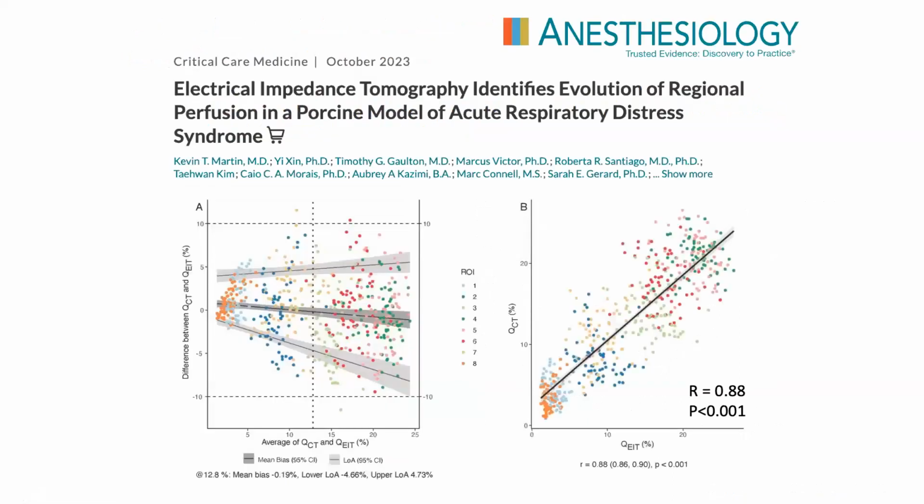And this is a more recent paper that we published in Anesthesiology from our colleagues from Pennsylvania, showing a good correlation between CT assessment of perfusion and EIT assessment of perfusion, with limits of agreement similar to ventilation, lower than 10%.